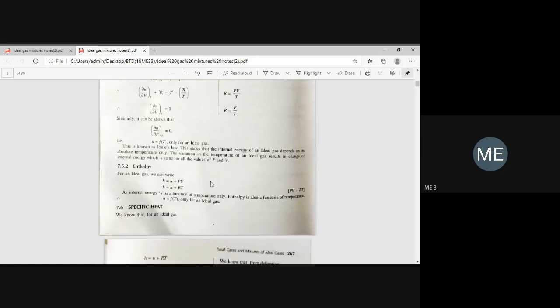Next, enthalpy is also a function of temperature only. Based upon this, we can prove it. It is very simple. Enthalpy H equals U plus PV. We know that H equals U plus PV. This is the standard formula for enthalpy. H equals U plus RT, because PV is nothing but RT. Just replace the term PV with RT.